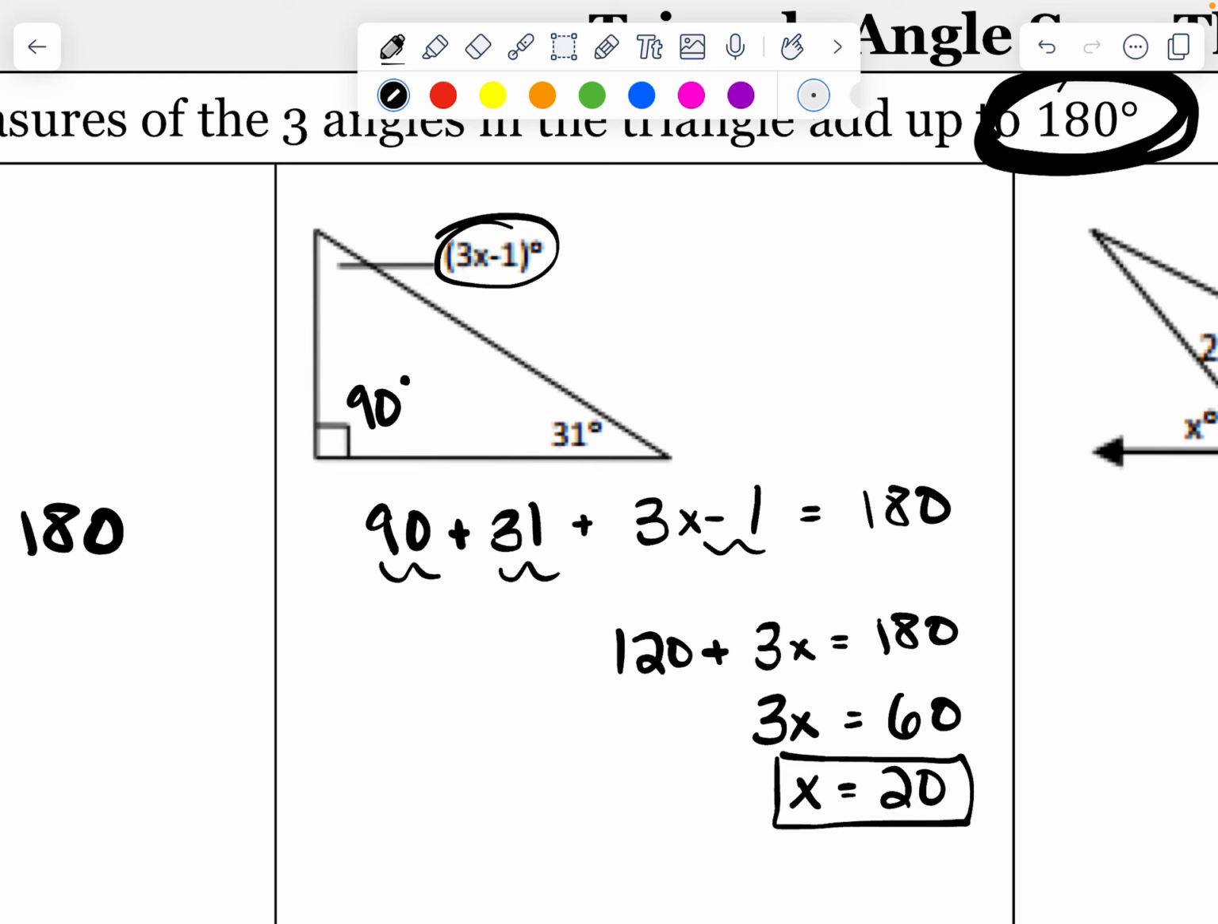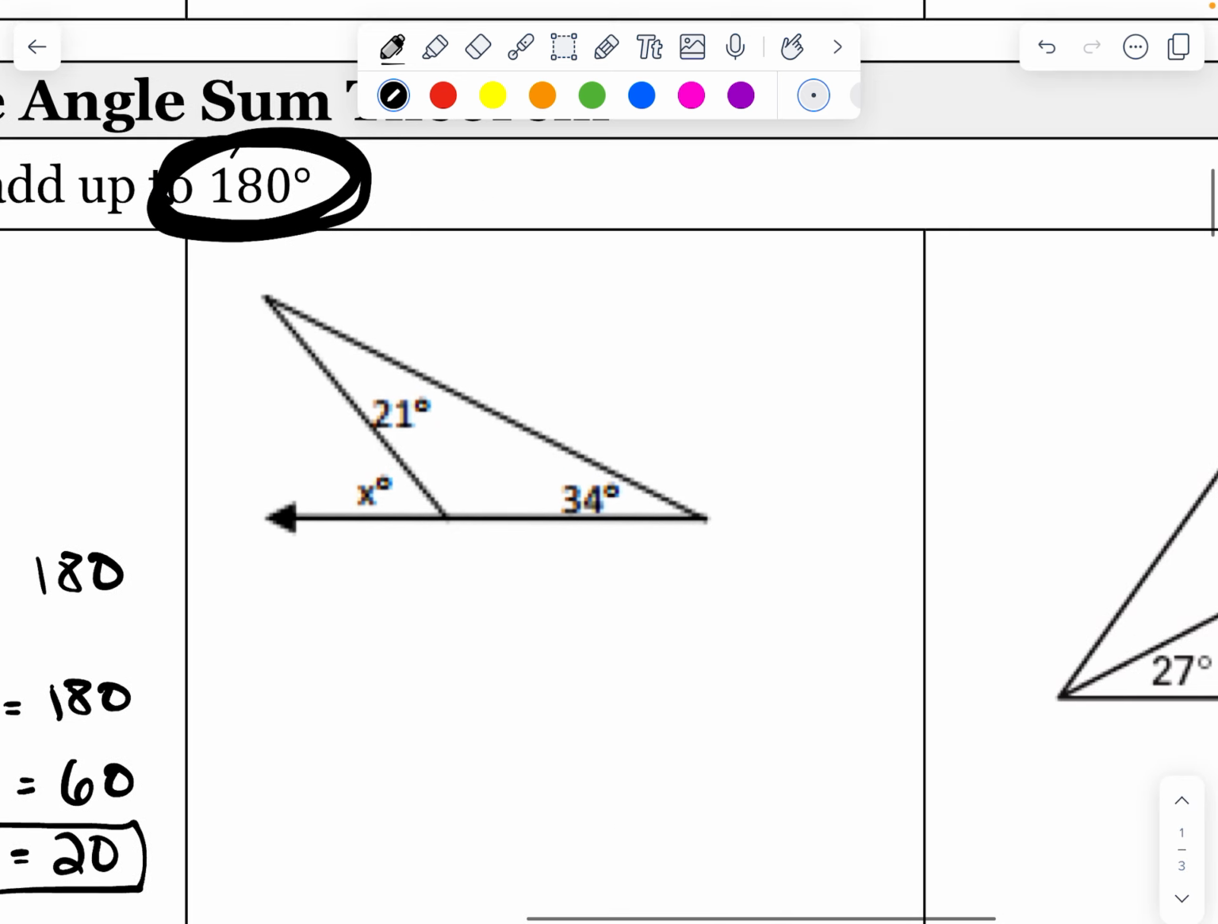So like that would have to be 59. Right? I think so. 60, yeah. Okay.